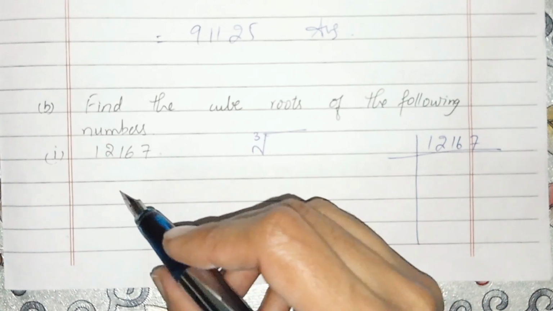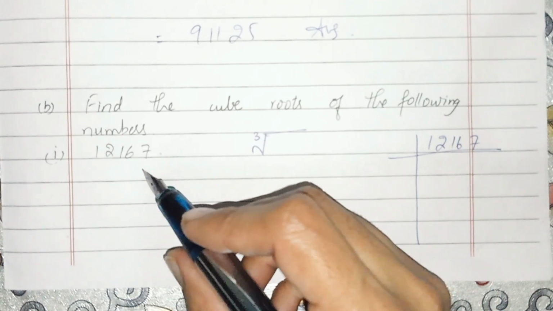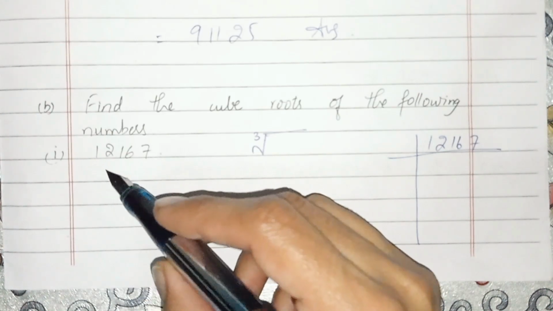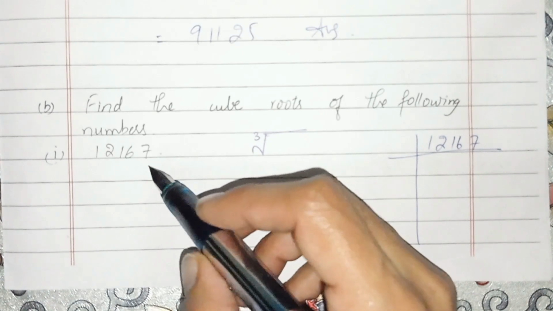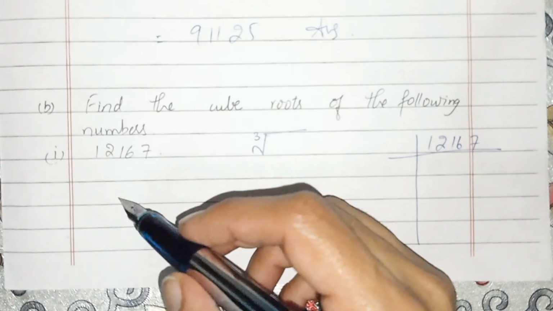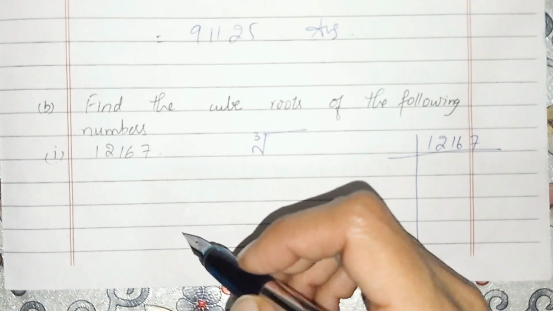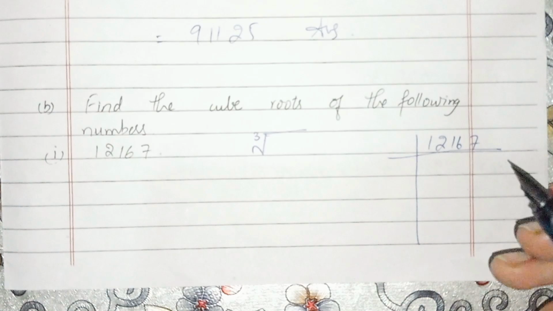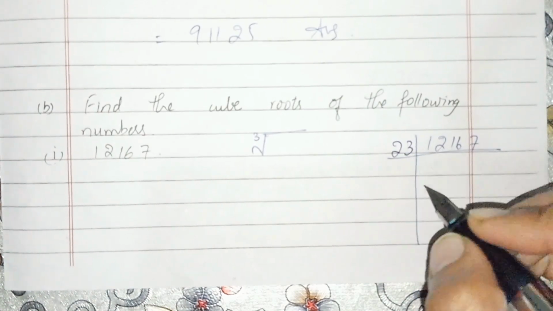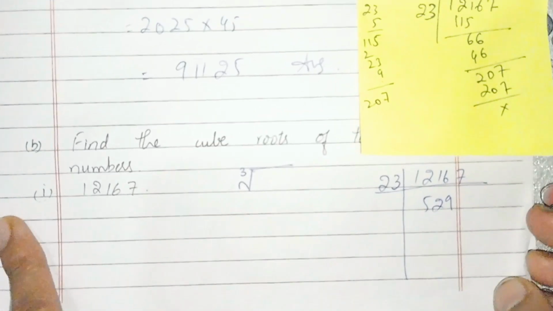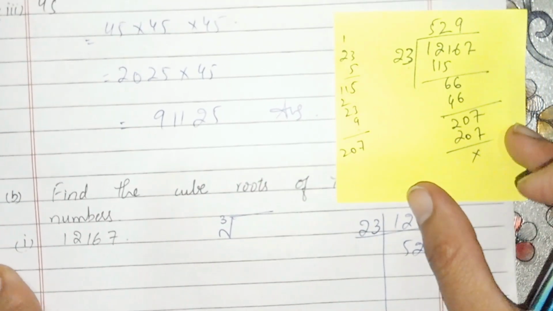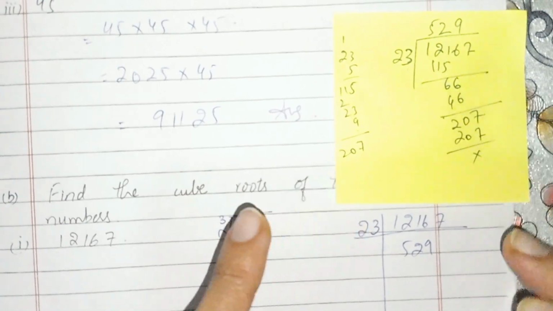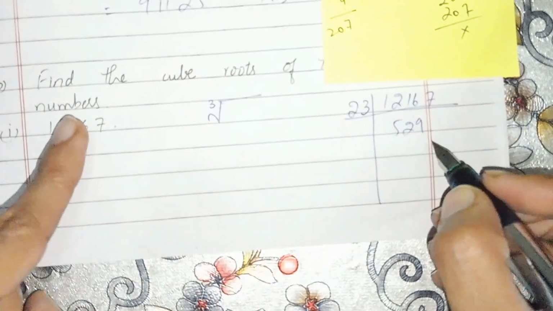And this comes in the table of 23. It's also not in the table of 11, because according to the divisibility rule, when we add these values we get 17, and 17 is not divisible by 11. You have to find first which prime number divides it, and that is 23. That is the division which I have to do. 12167 divided by 23 gives 529.